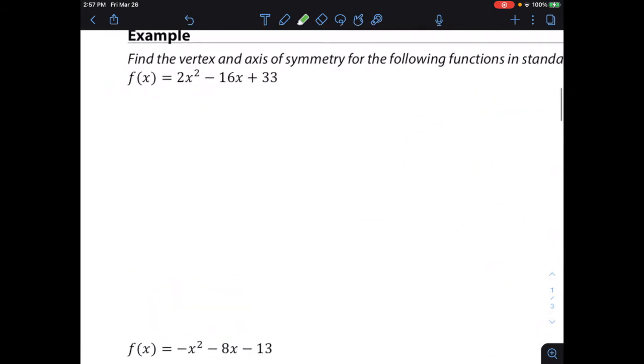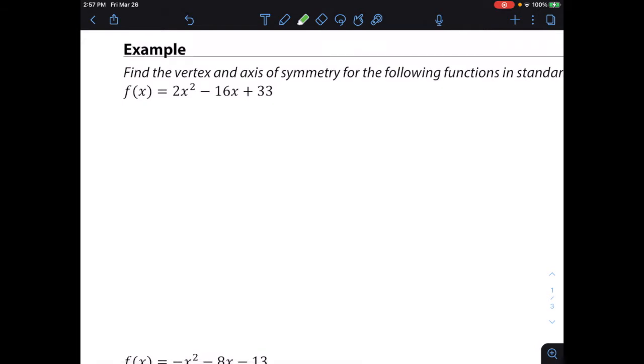All right, I think the best way to do this is to take a quick look at an example. If we want to find the vertex and axis of symmetry of this function, the first thing we need to do is identify what a and b are. We don't really care what c is because c doesn't come into play here. So we just need to identify a and b. We have an a that's 2 and a b that is negative 16.